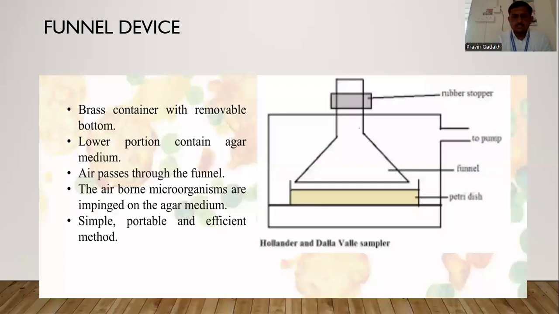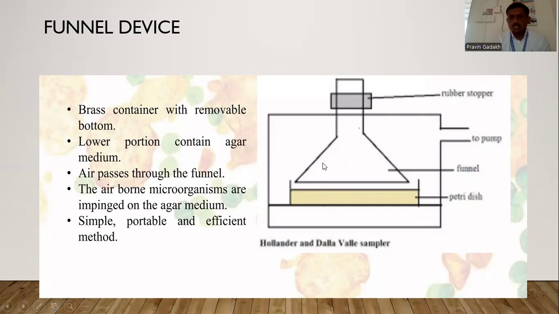This device consists of a brass container with a removable bottom. That means the complete assembly which we can see in the diagram is made up of brass, and the bottom of that container can be removed. The container is fitted with an inverted glass funnel which is half inch above the petri dish. Here in the diagram, the box is the brass container, and the bottom can be removed as per our convenience.